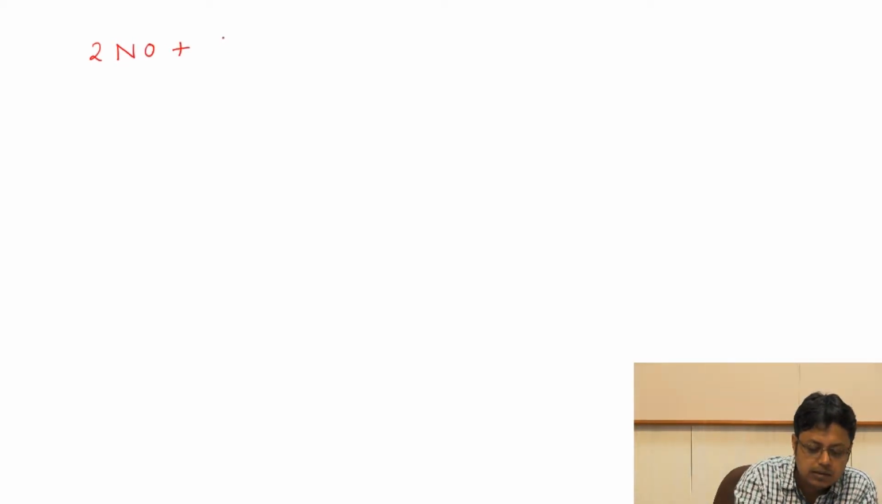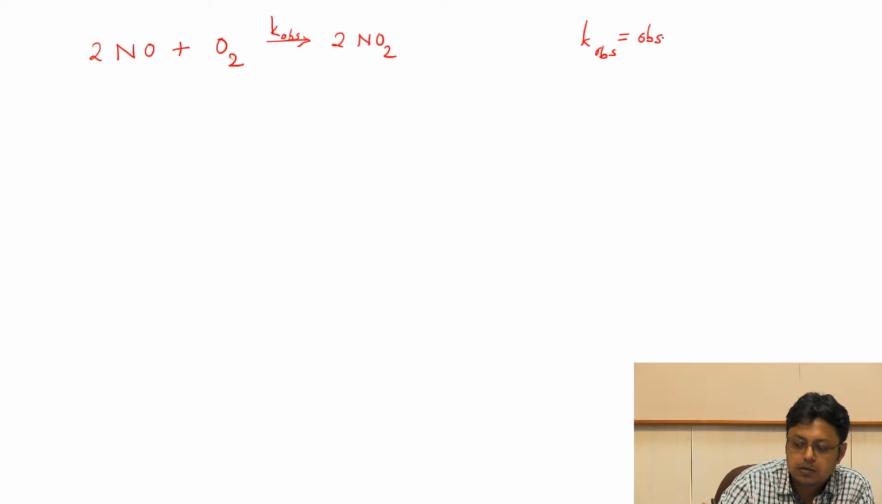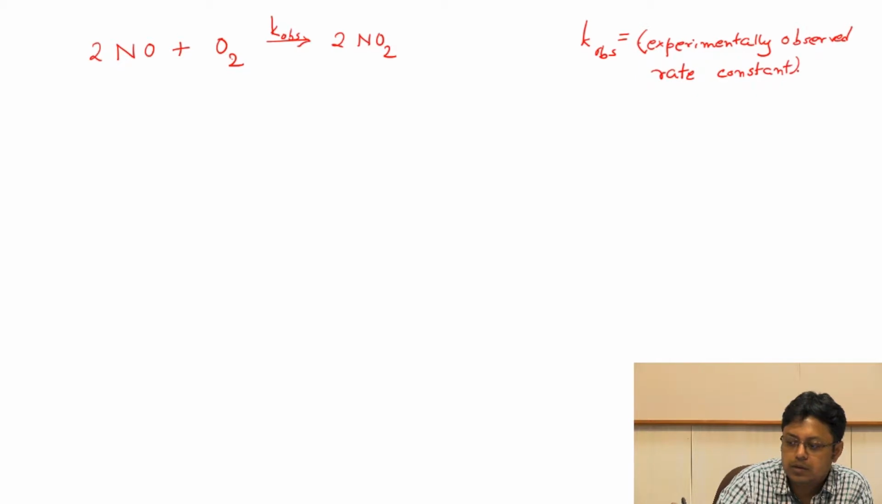Now the first thing is, let us take an example, like the nitrogen dioxide example we discussed yesterday, the formation of nitrogen dioxide from nitric oxide and oxygen. This forms nitrogen dioxide with some rate constant, and that rate constant I am writing as k suffix OBS. OBS means it's an observed rate constant, or better to write it as the experimentally observed rate constant. Now the question is how the rate law for this reaction will look.